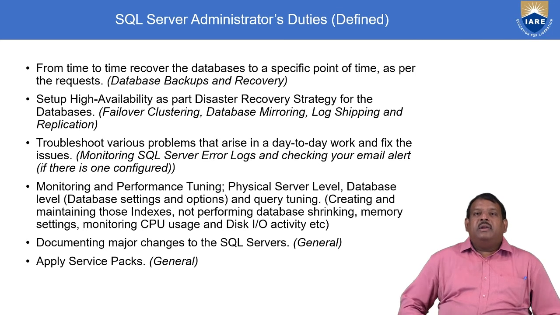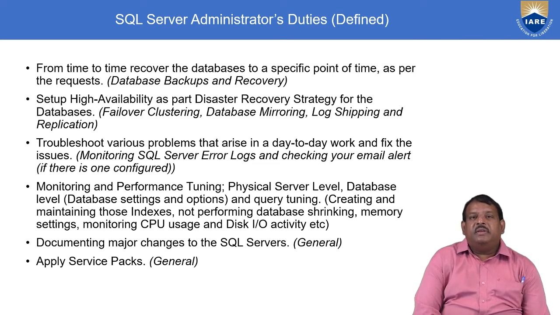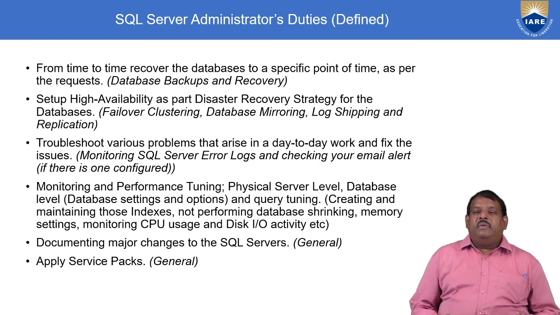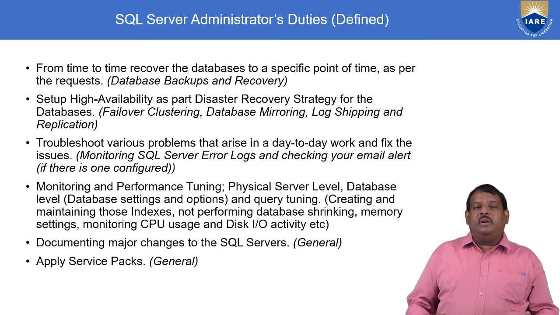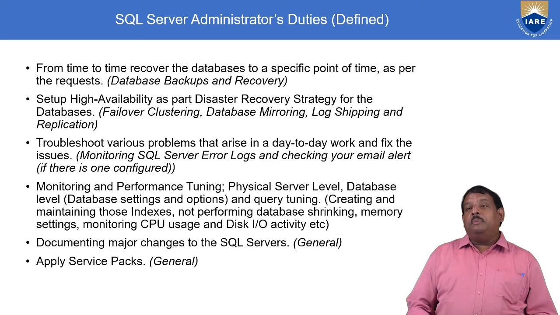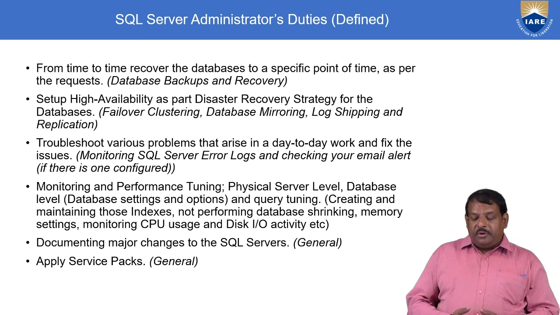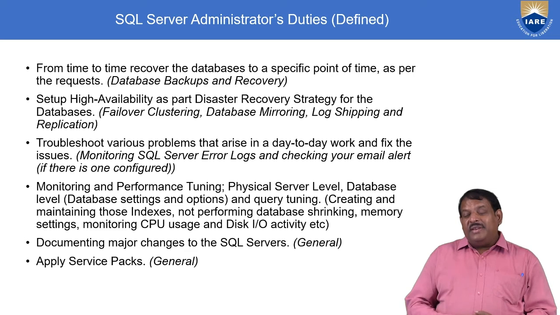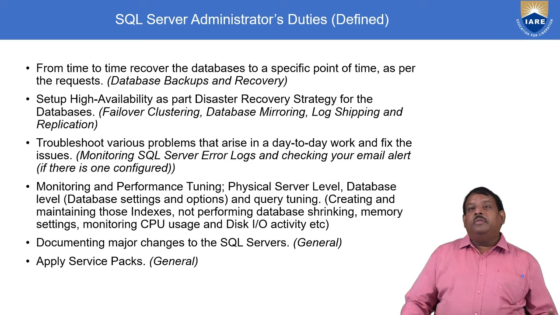Then he sets up high availability as part of the disaster recovery strategy for the databases: failover clustering, database mirroring, log shipping, and replication. For example, with replication, your data at every instance will be replicated to the other server. There will be other servers at different points, so your data will be replicated. If something goes wrong with the main server, it is immediately taken off and the other server will be put online.